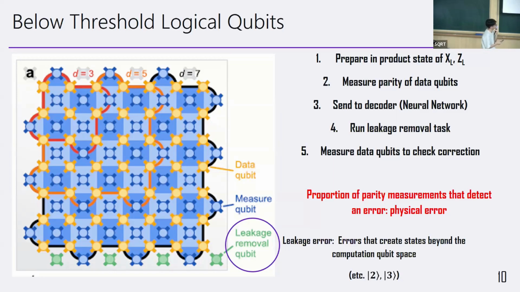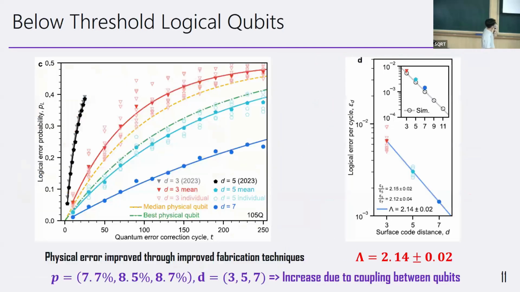Here, the proportion of parity measurements that detect an error would be called the physical error. And the total failure rate of this algorithm would be the logical error. So this is the graph, like Google taunting around and saying that we did it. As you can see in 2023, just this last year, you see this extremely steep improvement in the logical error probability per quantum error correction cycle T. A quantum error correction cycle T is just how many times you ran the quantum error correction algorithm. And you can see as the distance increases, this logical error probability is decreasing.